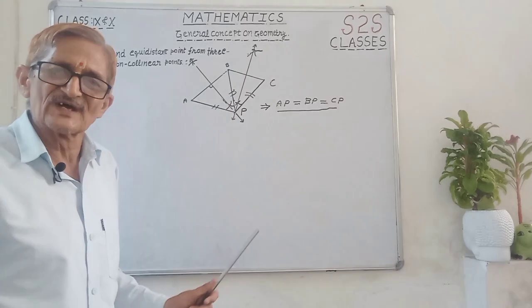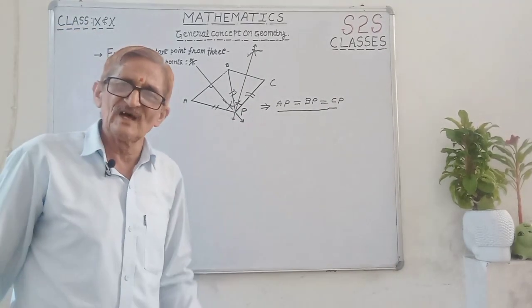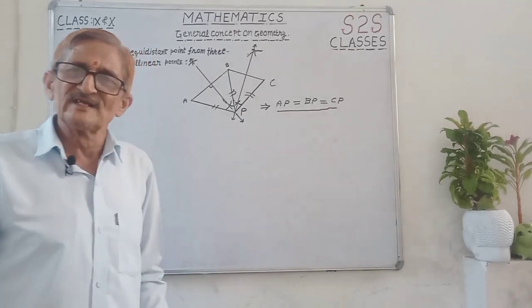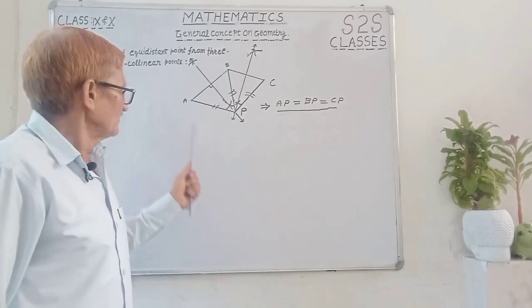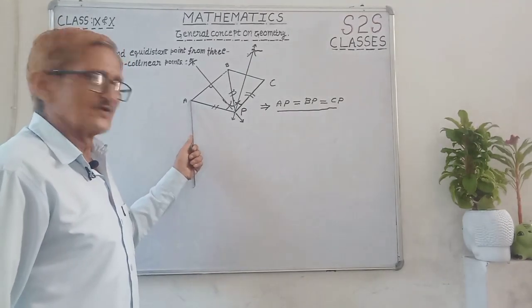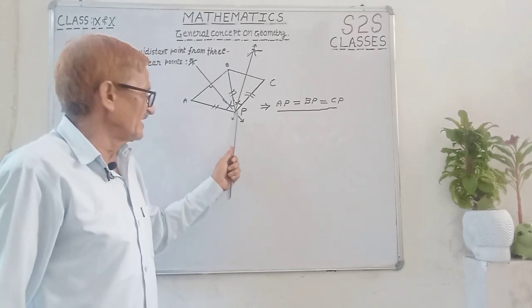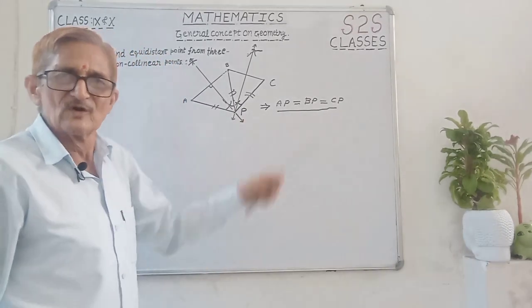Now you can use this construction everywhere, in the coordinate system also. This concept is used in coordinate geometry, where you know the distance formula. So use the distance formula if the coordinates of A, B, C are given. Find the coordinates of a point P which is equidistant from A, B, C, three known non-collinear points.